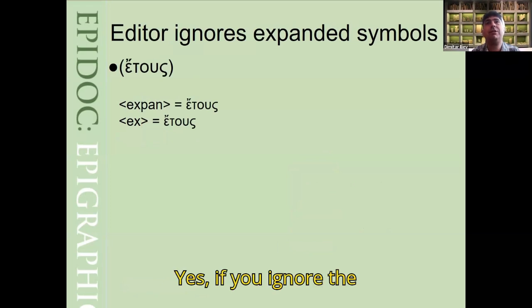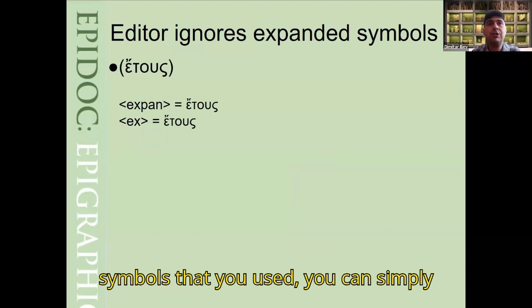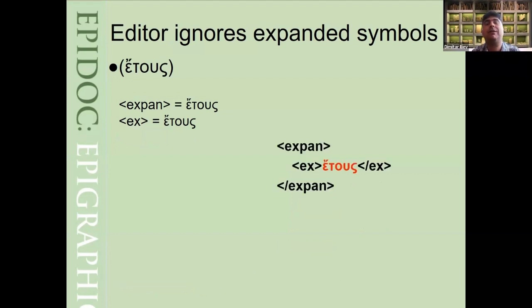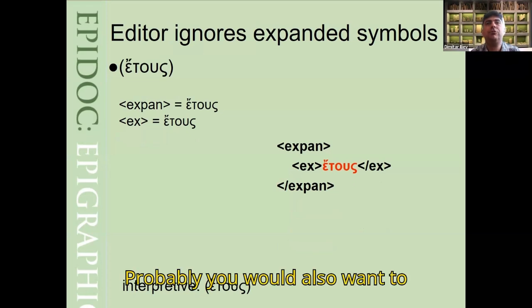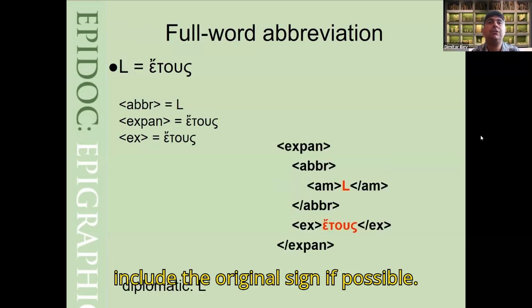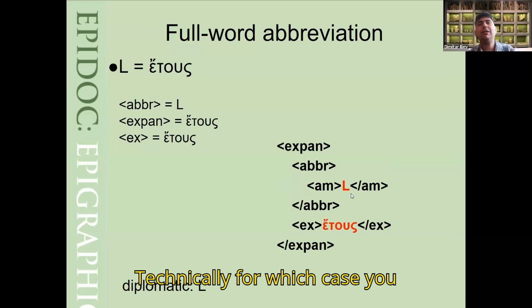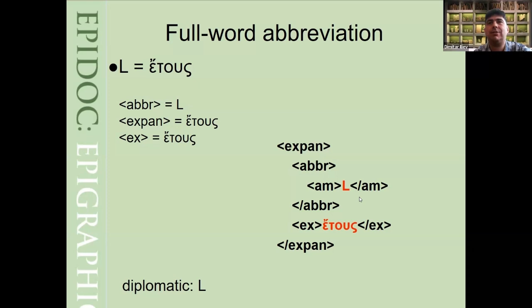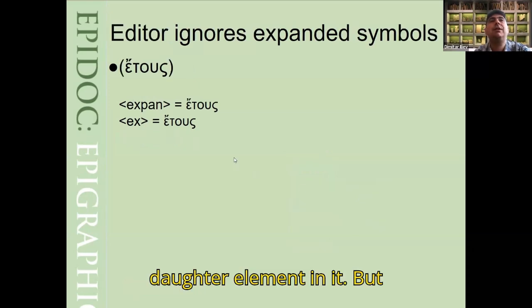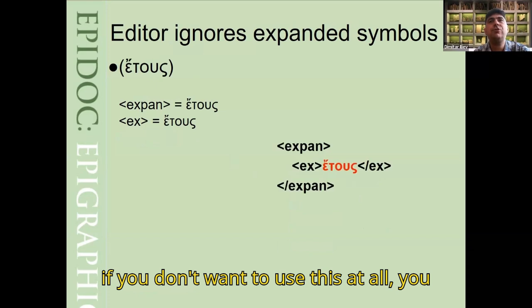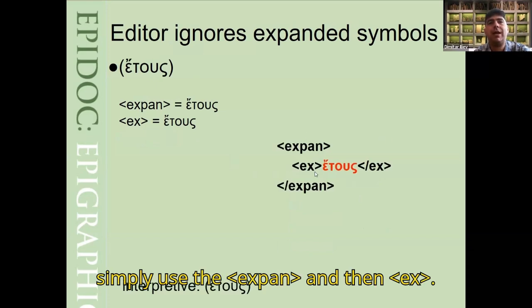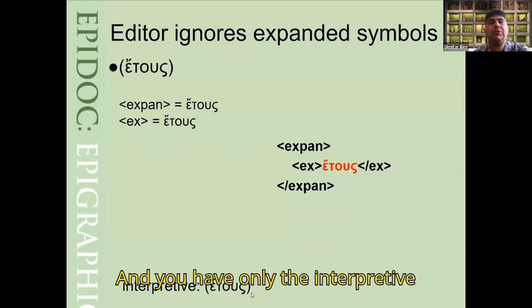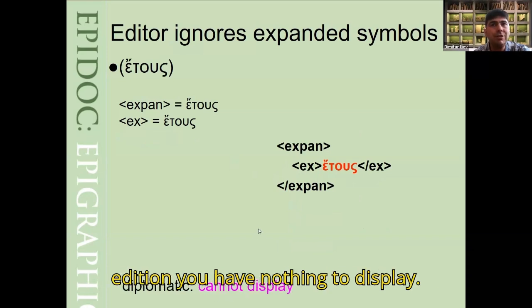Yes, if you ignore the symbols that you are used, you can simply use the expand. But probably you would also want to include the original sign, if possible technically, for which case you will also want to add the abbr and daughter element am in it. But if you don't want to use this at all, you simply use the expand and then x. And you have only the interpretive edition etus in round brackets. In the diplomatic edition, you have nothing to display.